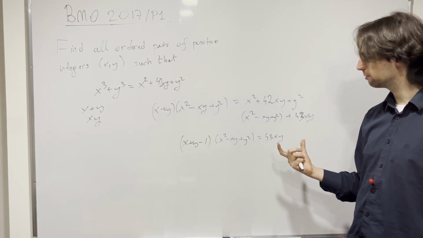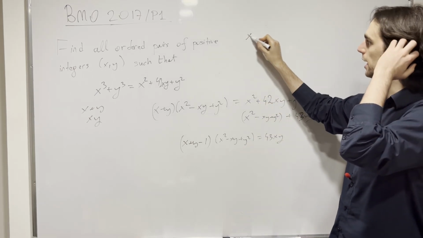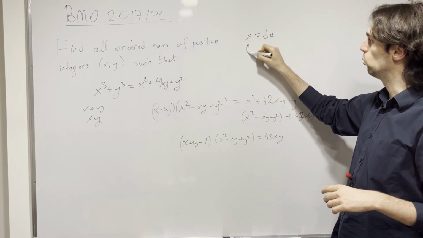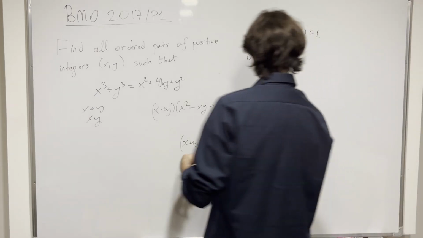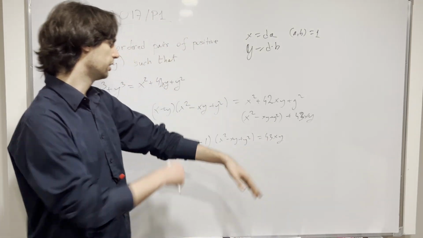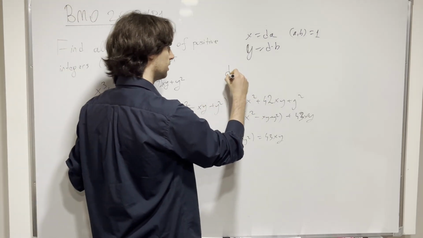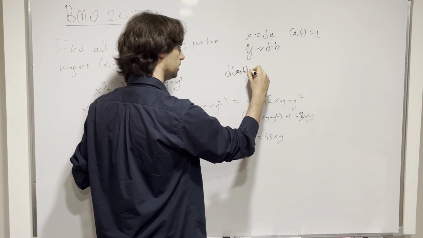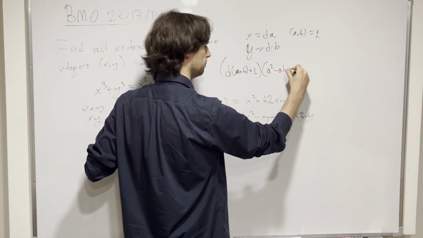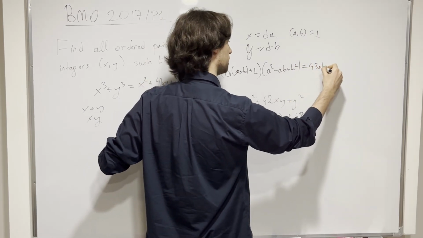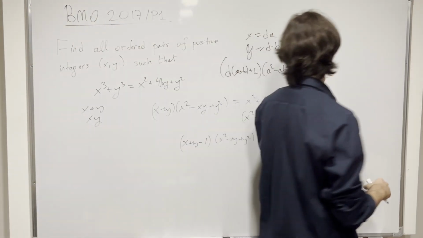Do x and y share some factors? Maybe this is where we pull out our GCD. Let's say x is equal to d times a, y is equal to d times b, where the GCD of a and b is equal to 1. And then the d gets canceled out here. And we get d times a plus b minus 1 times a squared minus ab plus b squared is 43ab. And now we don't have the GCD messing us around here. We know a and b are relatively prime.